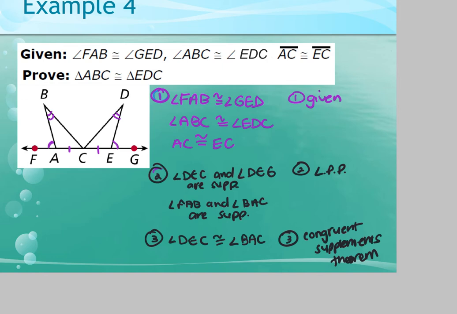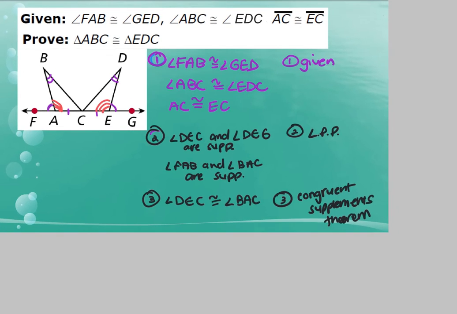Okay, so now we've got angle DE. Now, is there enough information to prove the triangles are congruent? And what's your reason? AAS. Good. So triangle ABC is congruent to triangle EDC.